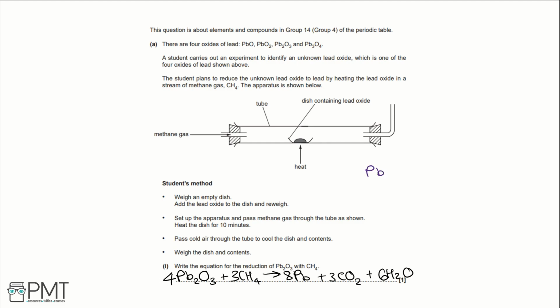So if we write Pb, O, C and H for both sides of the equation, well, we've got 8 leads on both sides, we've got 12 oxygens on both sides, we've got 3 carbons on both sides, and we've got 12 hydrogens on both sides. So therefore we've balanced the equation. To get the mark for this question, you must have the correct balanced equation written on the answer line.